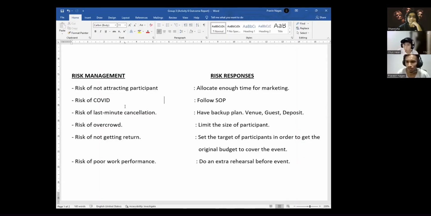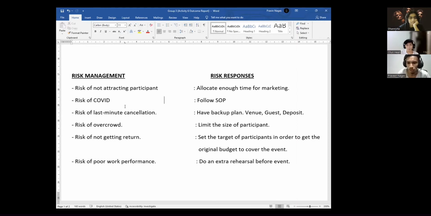I'm Praveen Nageswaran, and I'll be talking about the risk management and risk responses. First of all, the first risk is not attracting participants. In order to counter that, we need to allocate enough time for marketing. The next one will be the risk of COVID. To prevent catching COVID, the participants and the host must follow SOP. And also there will be a risk of last minute cancellation. In order to counter that, we also need to have a backup plan. We need to have a venue, number of guests, and also a deposit.